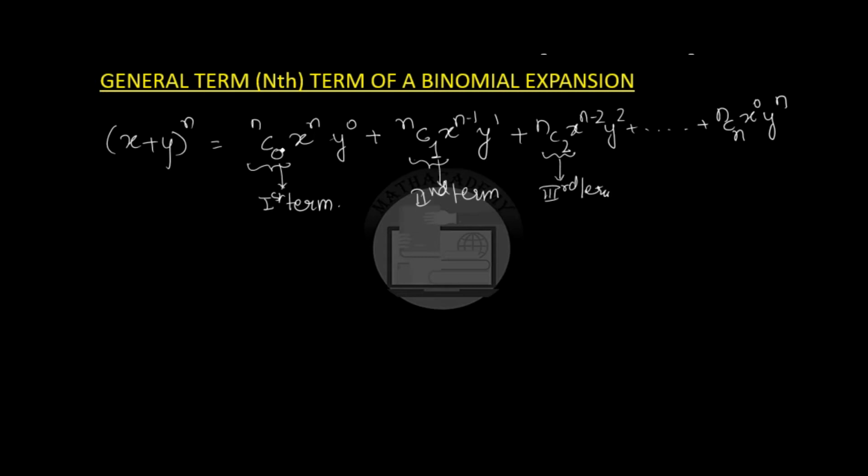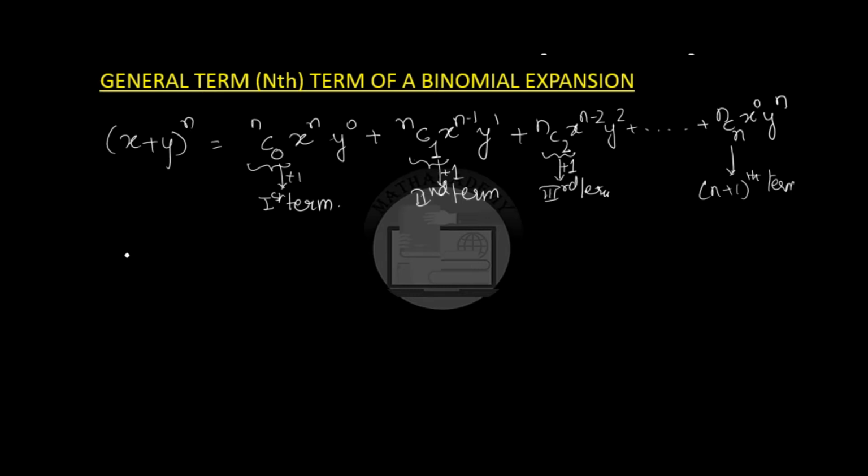Correct? So how do we obtain the position? We are just adding 1 to 0 to get the first term, second term and the third term, and similarly nCn will become the (n + 1)th term. So there are n + 1 terms in the expansion of (x + y)^n.